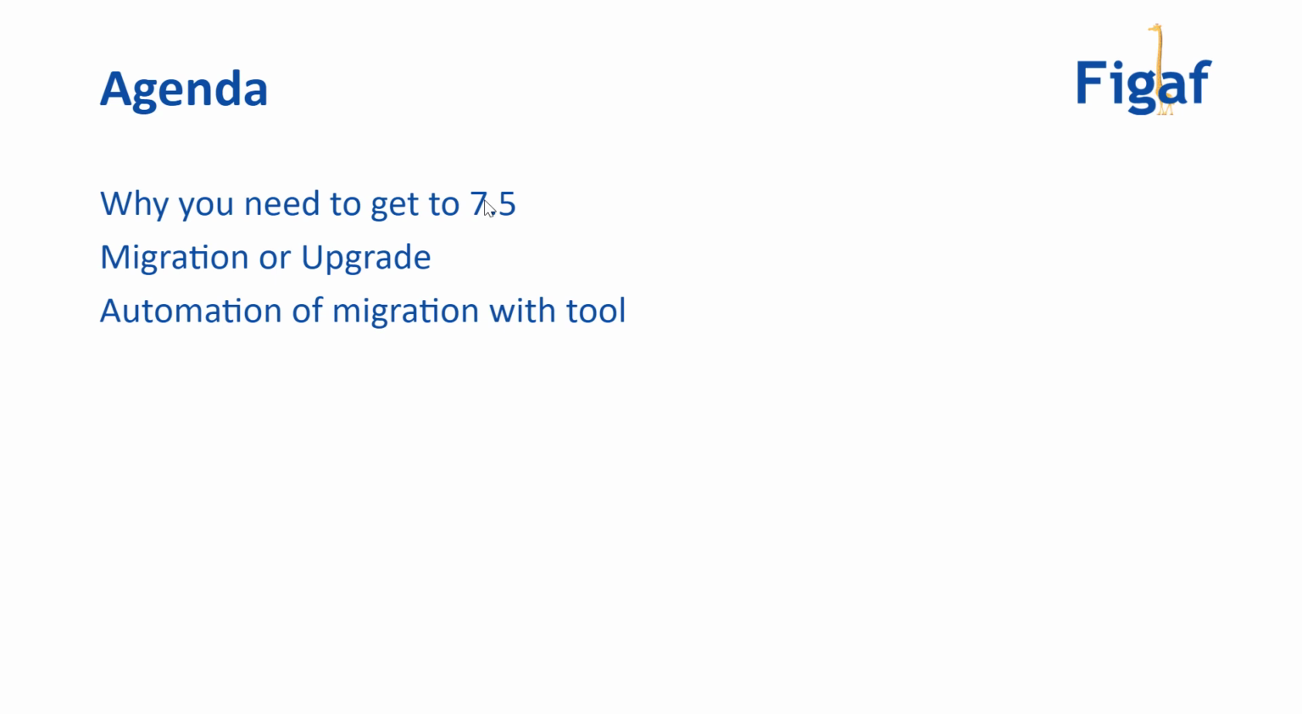Some of the things we'll cover: why do you need to get to 7.5, and do you need to migrate or upgrade. I guess that's always a good question about what makes sense from this perspective. What's the best approach for these things, and then we'll show you some of what you can do with the automated tool and what options we have there.